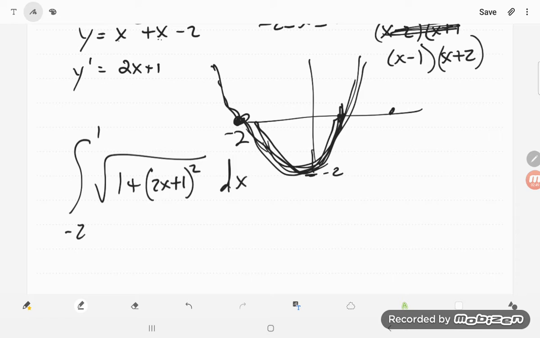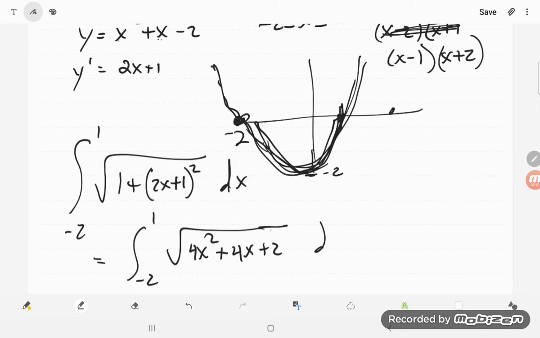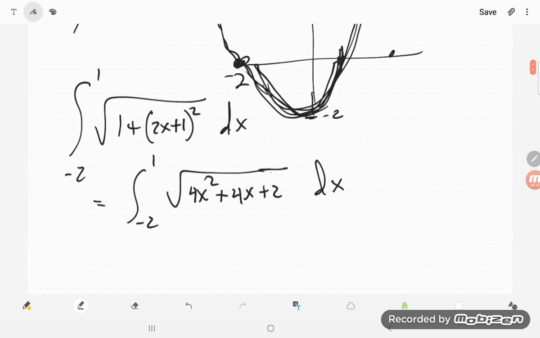And we get a quadratic under there. We can go ahead and write out what that is. Negative 2 to 1, square root of 4x squared plus 4x plus 2. So I could factor a 2 out of that, but I don't think that's a perfect square, and so we don't know how to do that antiderivative.